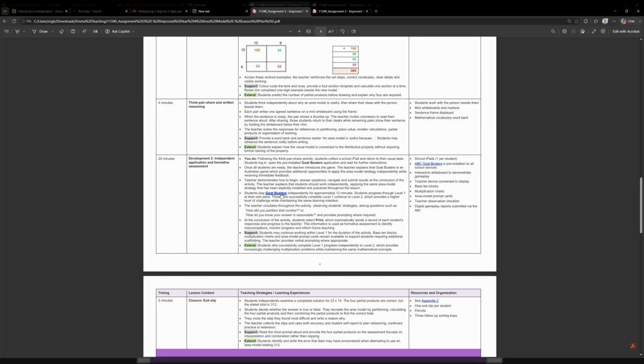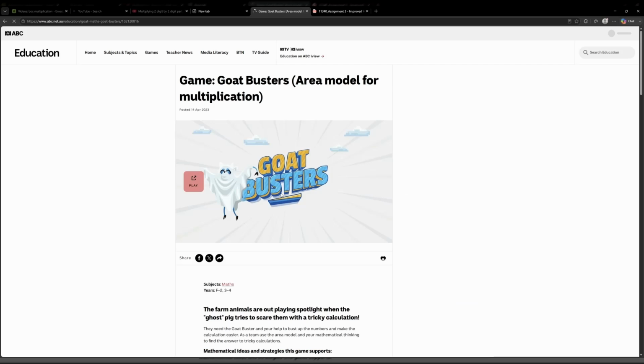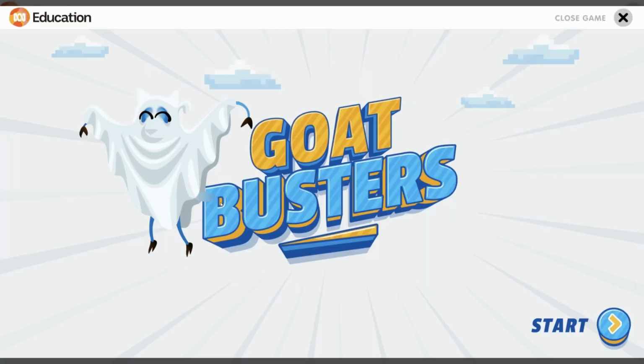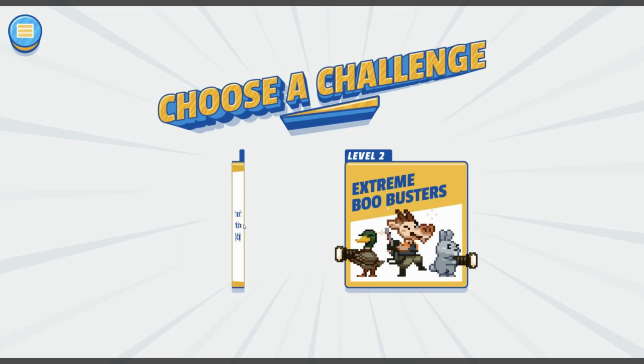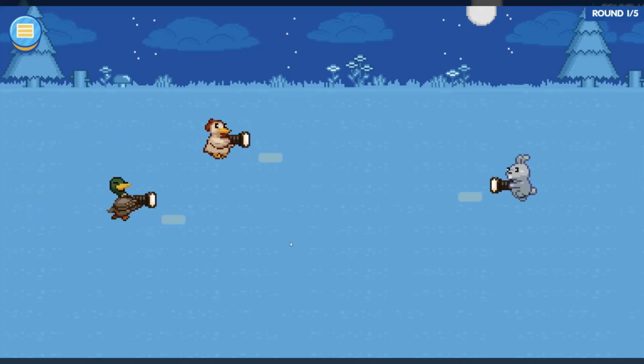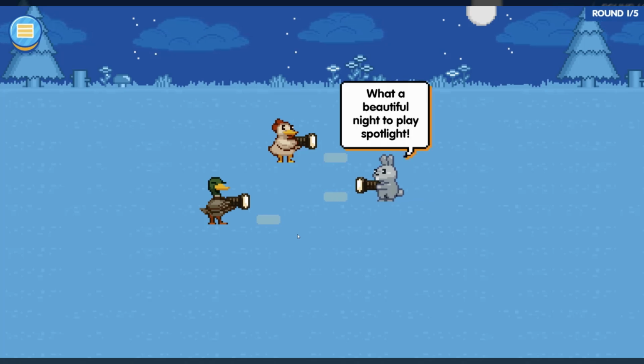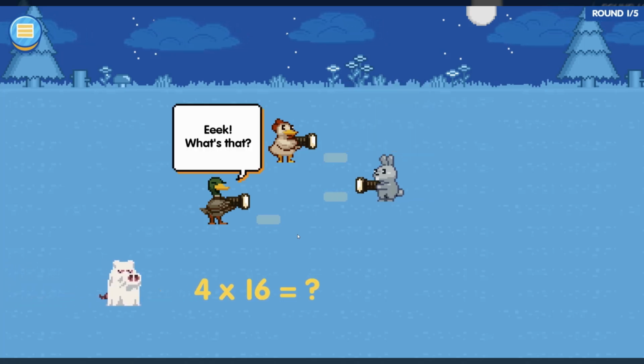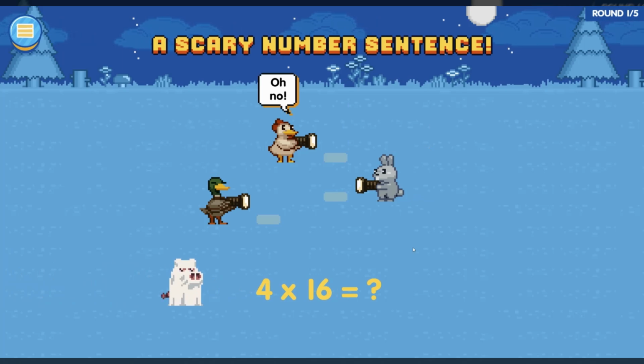This digital application is intentional to help break up the lesson and make it a little more engaging for our young learners. I specifically chose Goatbusters because it's an Australian-made application. It's developed by Monash University and is freely available from ABC Online. It is used after explicit teacher modelling and guided practice, and it is certainly not a replacement for teaching.